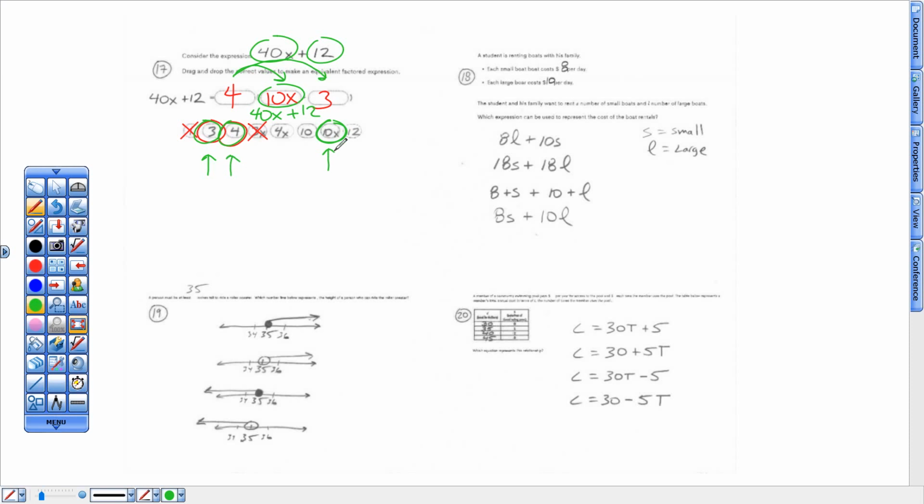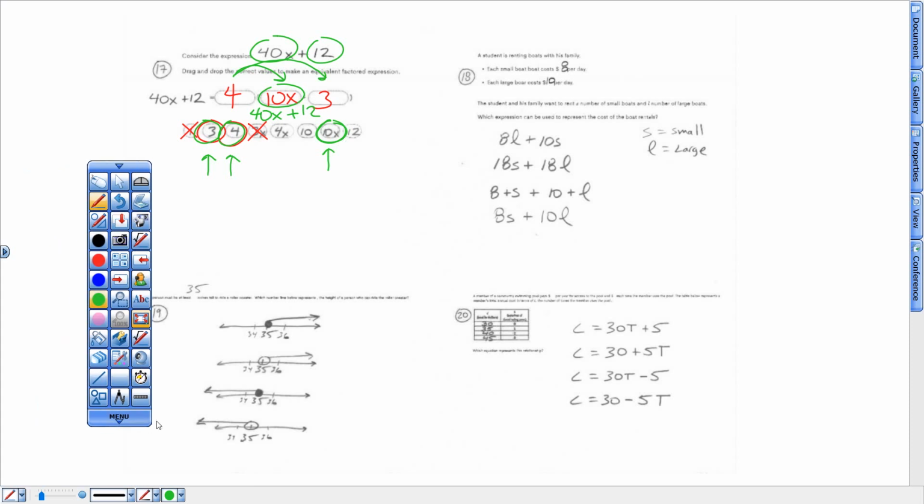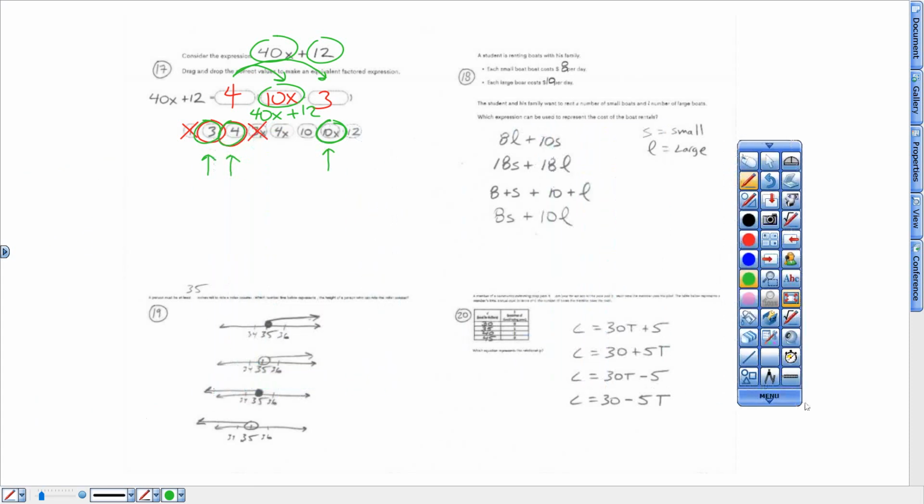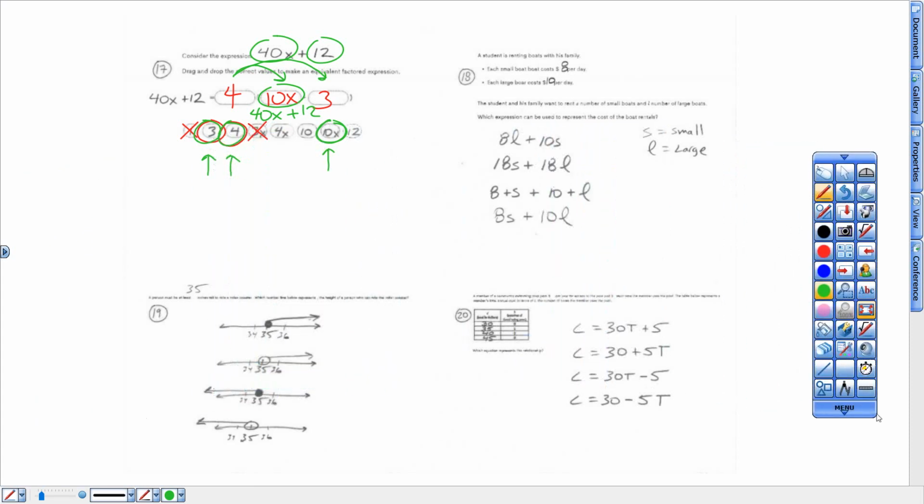18. Next word is build. Secret word next is build. All right, 18. This one, $8 per day using S as small is going to be 8S. $8 per day, or 8 times per day, 8S. $10 per day using that L is going to be 10L. $10 per day, 10 times L.